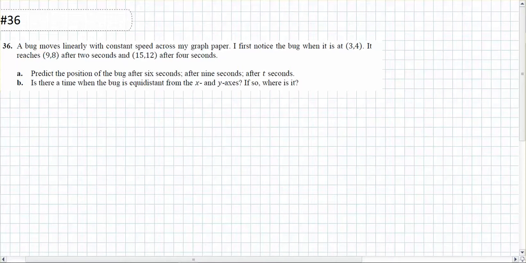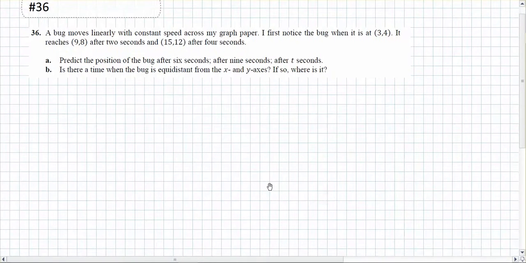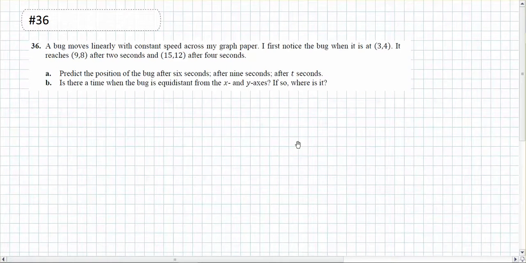Okay, so we're trying number 36 here, which is another one of these bug moving across the graph paper problems. So the bug is first noticed at 3, 4. Let me figure out how to record these data points. Okay, so we'll say here that the bug is initially at 3, 4. So that'd be like time 0.